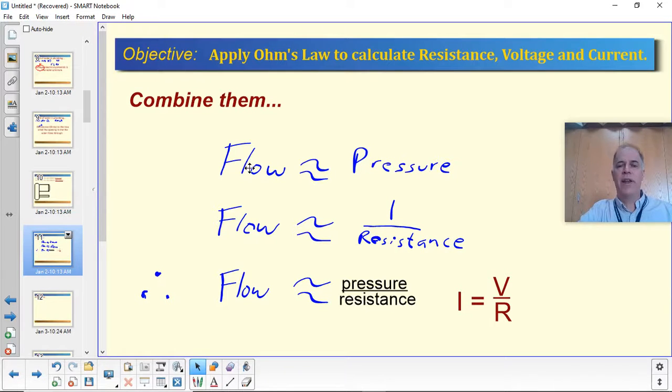If you have high pressure, you're going to have a lot of flow. If you have low pressure, you're going to have a low flow. In the analogy here, high voltage means high amps. Low voltage means low amps, low current.